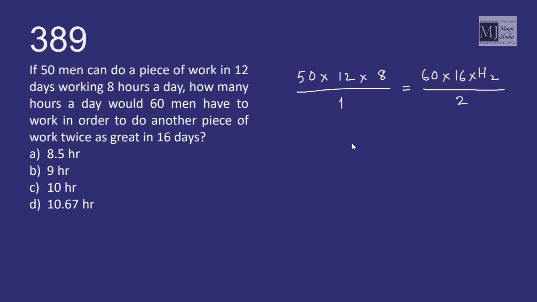M1D1H1 equals M2D2H2. 8, 16, 2 cancel, 0 gone, 2. H2 equals 5 into 2, that is 10 hours. They need to work 10 hours per day. Option C fits in, and masala is always hit.